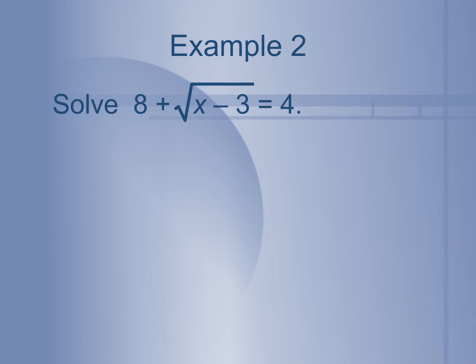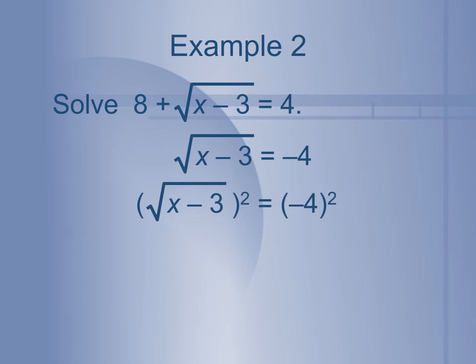On the left side, the square undoes the square root, giving us x minus 3. And then negative 4 squared is 16. From there, we'll add 3 to both sides, and we get x equals 19. All right, so now we have to check. We have to make sure that if I substitute 19 for x into my original equation, I get a correct answer.